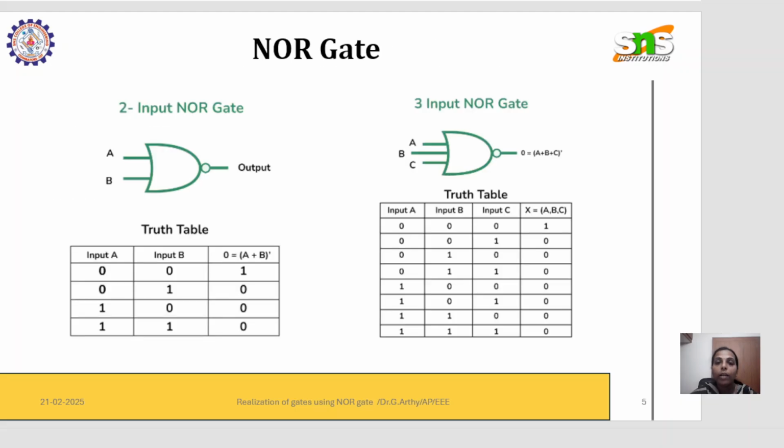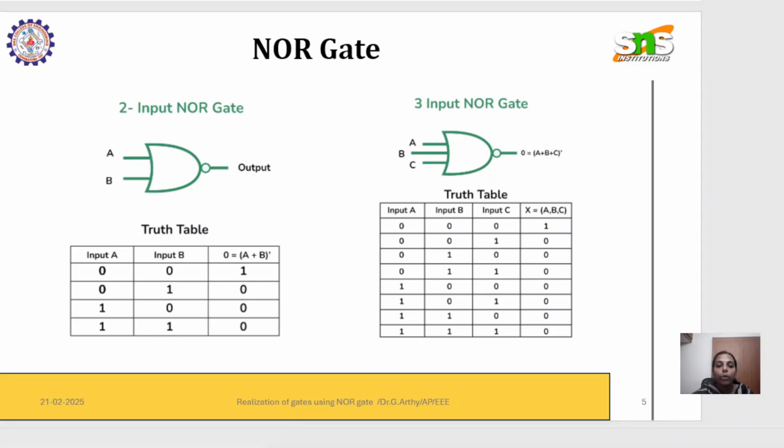Why so? Any other gates, AND, OR, NOT, XOR, XNOR, all these gates can be realized using NAND and NOT. That is why it is known as a universal gate. In a previous lecture we have already discussed the realization of all the gates using NAND. In today's lecture we are going to discuss realization of all the gates using NOR.